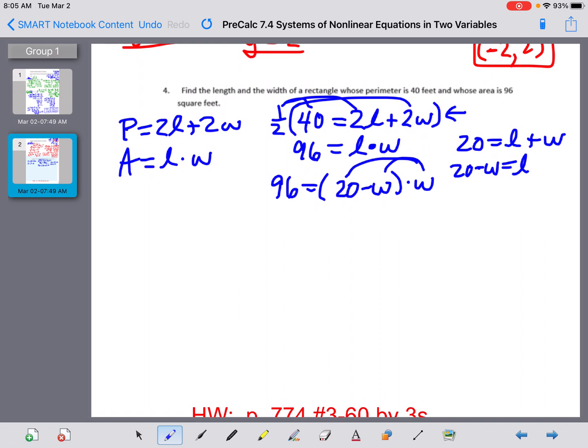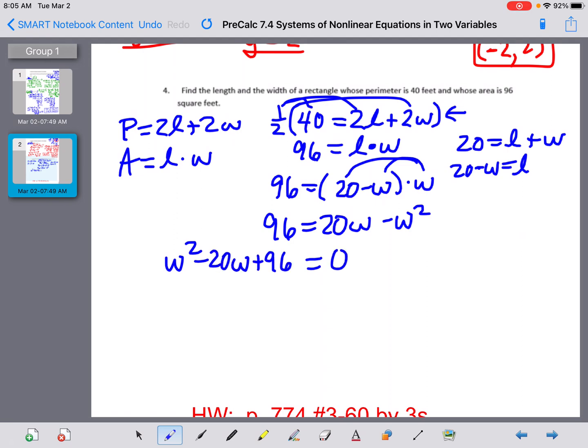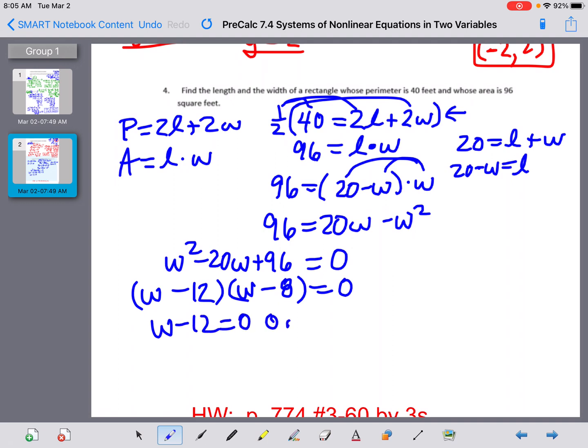All right, distribute through. 20W minus W squared. I'm going to move everything to the left so my W squared is positive. So W squared minus 20W plus 96 equals 0. Factors of 96 that add to make 20. Is there such a thing? 12 and 8, that'll work. Both get a minus, so we get W minus 12 equals 0, or W minus 8 equals 0. So my width could be 12, or my width could be 8.